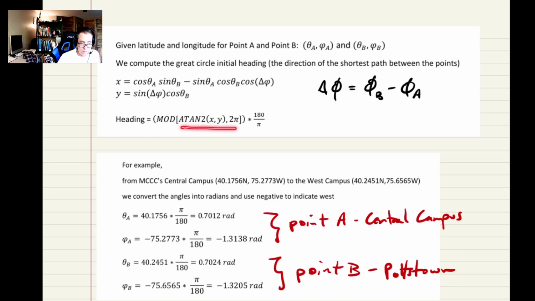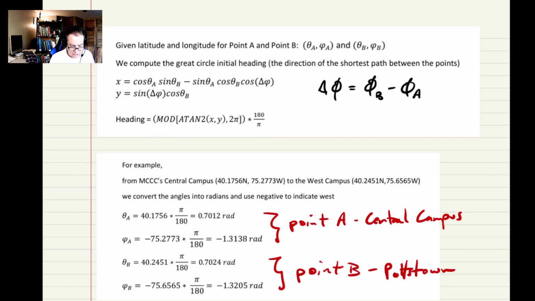And after that, what we need to do is take that angle, and if it's a negative, we need to add it to 2 pi or to 360. And if it's a positive, then you can just leave it. And that's what this mod does. It takes the angle that we get from the two-argument arctangent, and it either leaves it if it's positive, or adds it to 2 pi if it's negative. And then this part just converts it back to an angle in degrees.